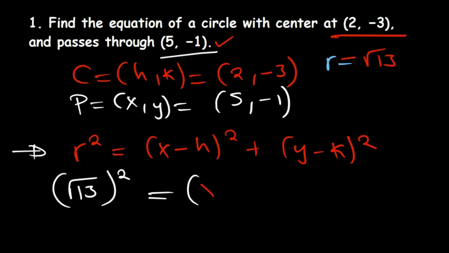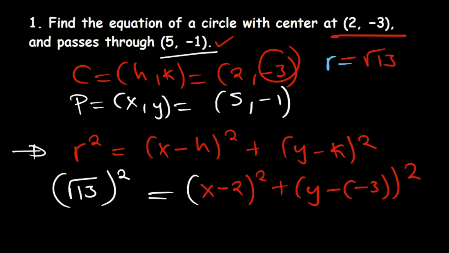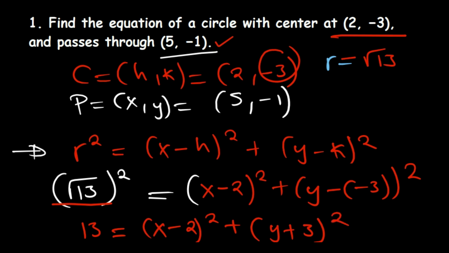So x will remain as it is, and then we'll substitute our h is 2, so it will be x minus 2 squared plus y, and then our k is -3, so y plus 3 squared as well. The square of root 13 is just going to be 13, and then you're going to remain with x minus 2 squared plus y plus 3 squared equals 13. So you can actually end at this point. This is enough as an equation of a circle.